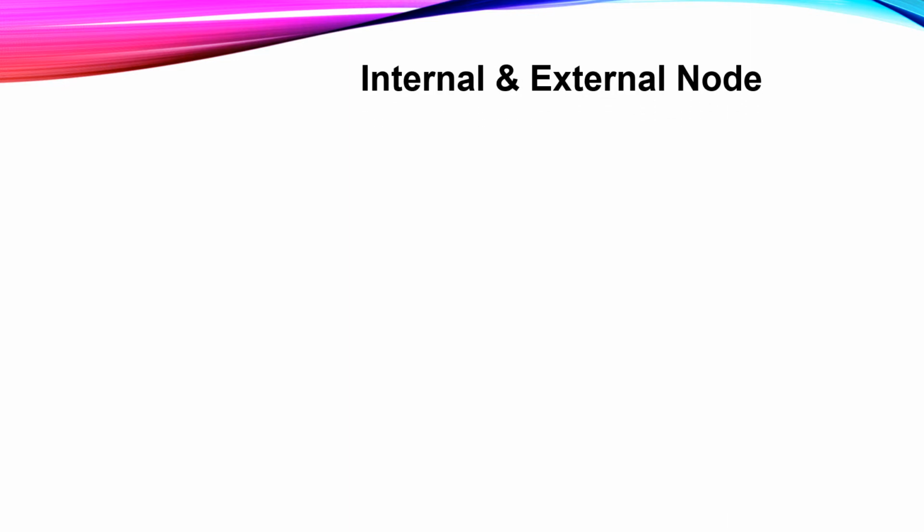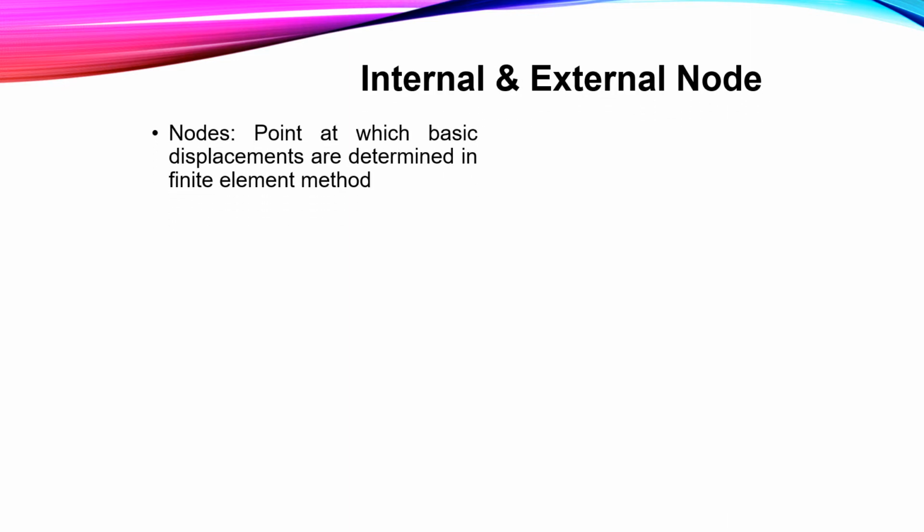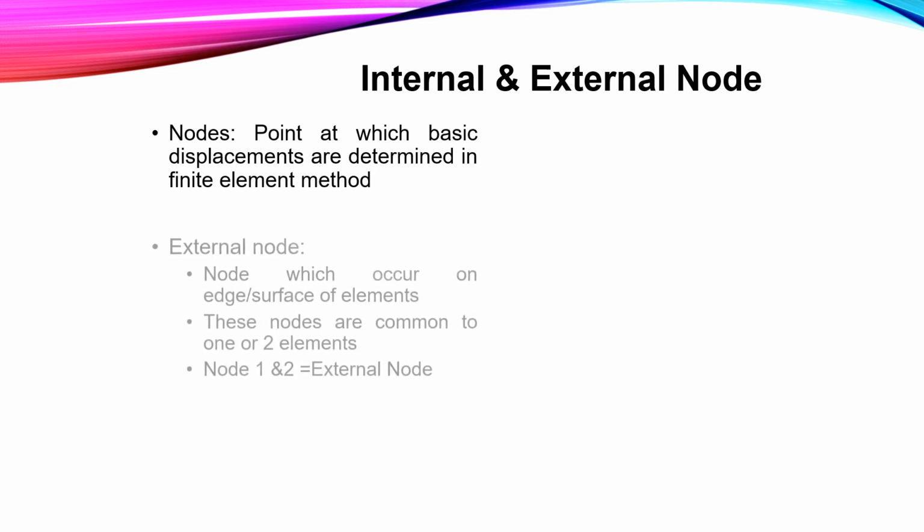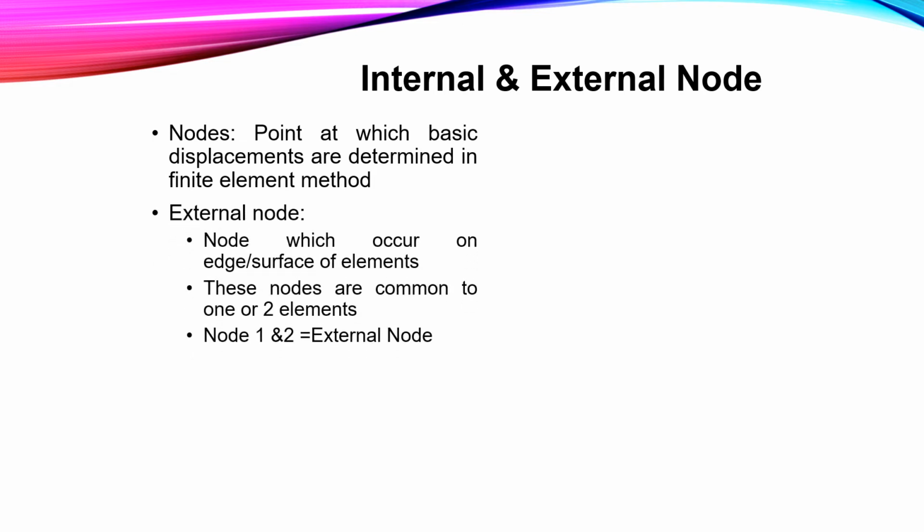Next concept is internal and external nodes. Nodes are the points at which basic displacements are determined in the finite element method. External nodes occur on edges or surfaces of elements. These nodes are known as the external nodes. These nodes are common to one or two elements, and in this figure node numbers 1 and 2 are known as the external nodes.